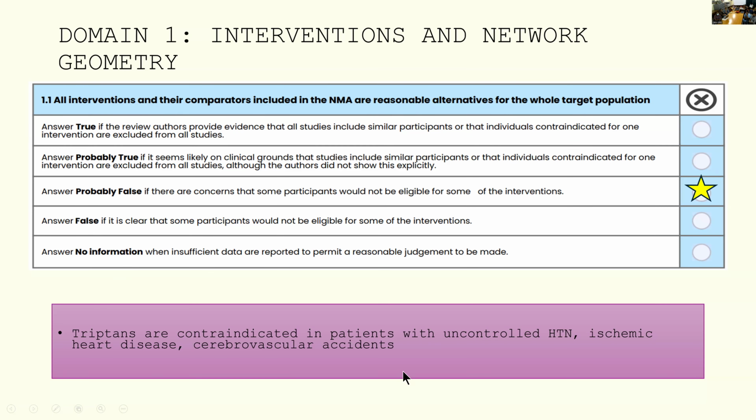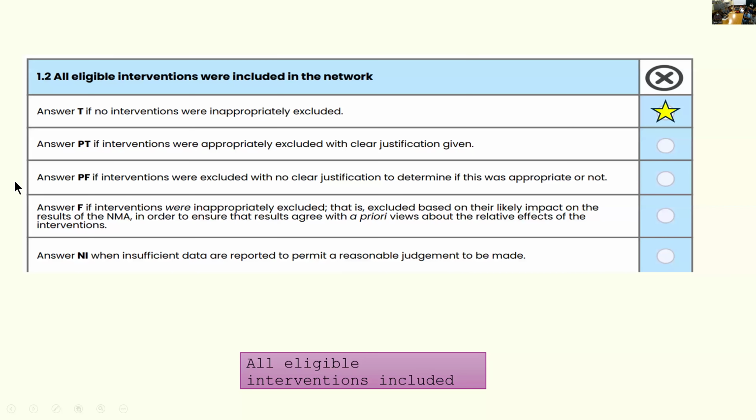So I would say the answer is no, because triptans are actually contraindicated in patients with uncontrolled hypertension, ischemic heart disease, or cerebrovascular accident. So if the participants have the above conditions, you can't really give triptans. Most of the triptan studies would have kept these clinical conditions as exclusion criteria. So I put that as probably false.